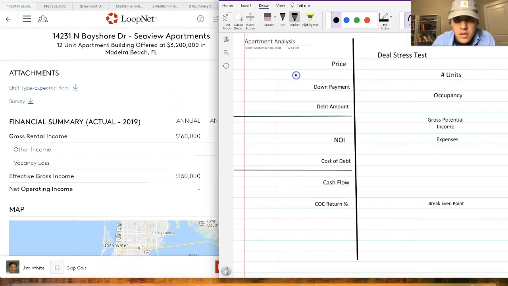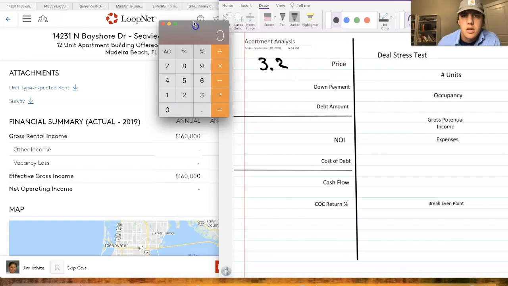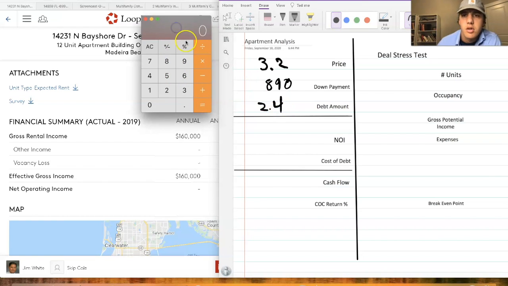Underwriting. $3.2 million. So 800,000 would be 25%, plus 90, so 890 down. That leaves a 2.4 million dollar debt amount. That's just 25% down, 75% financed, and then plus 3% in closing costs for your down payment there. 2.4 million is about what you're going to finance.